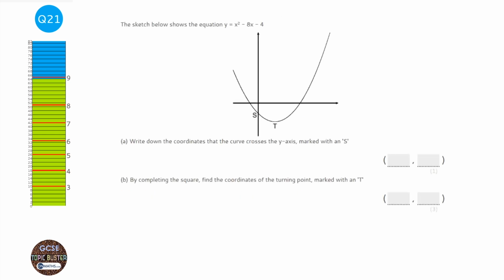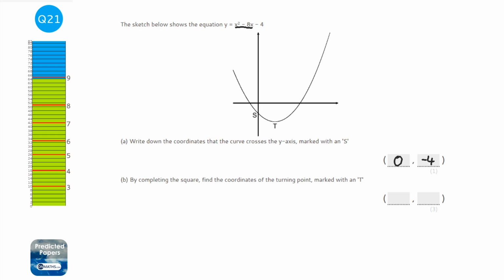Okay, the first question asks us to find the y-intercept. Now, at the y-intercept, x is 0. So if you have a look at our equation, these two will be wiped out because anything times 0 is 0, and we're just left with y equals -4. So x is going to be 0 and y is going to be -4, so that's nice and easy. And basically, whenever you just have a number in an equation, the y-intercept is that number, so it's going to be -4.